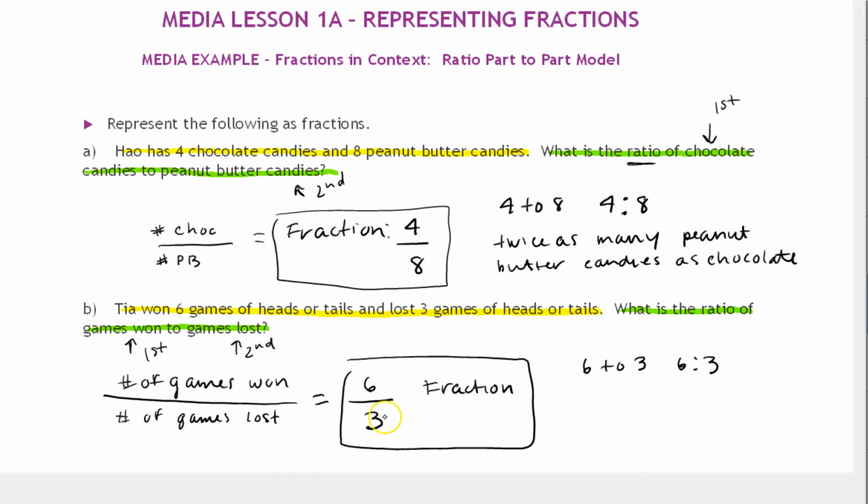Lots of times when we write it as a fraction, we don't include the units like we did here. So it's important when you're given this information, you could look back at the question and see what it's referring to. So 6 is referring to the number of games won, and 3 is referring to the number of games lost. We're going to look at the rate model next.